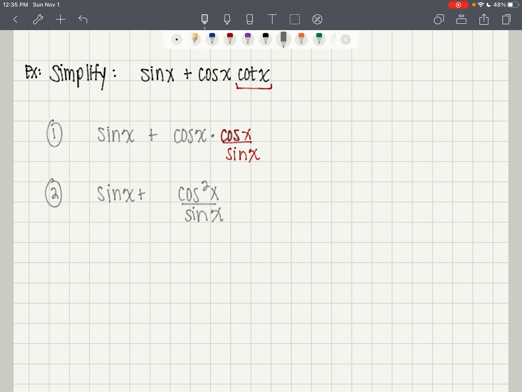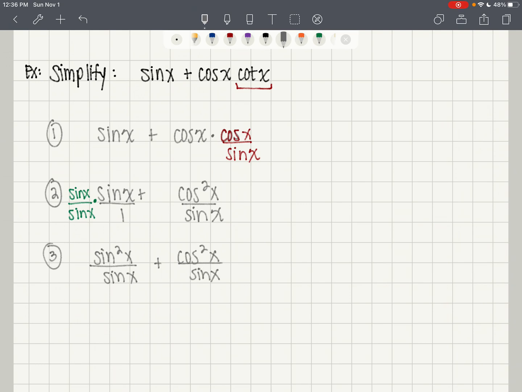Now I have to go back to arithmetic. How do I add two fractions? Well, I need to get a common denominator. So I'm going to multiply by sine of x over sine of x to the first fraction, and that's going to give us sine squared of x over sine of x plus cosine squared of x over sine of x.